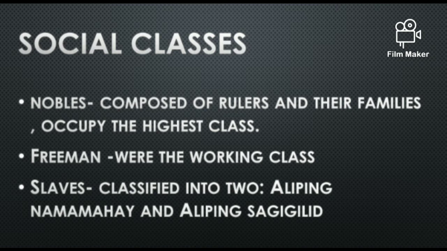Aliping sa gigilid were the real slaves. They were homeless, forbidden to form their own families, required to stay in their master's dwelling, and they could be used as payment for debt.